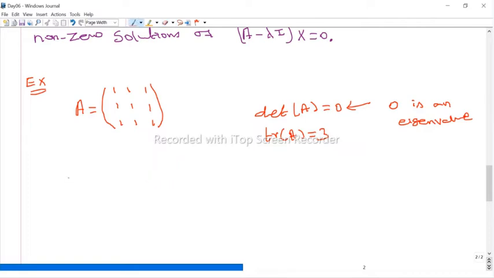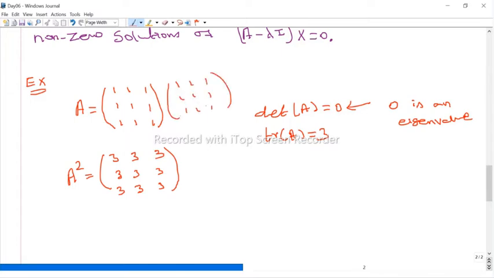So what is A square? This is A. What is A square? Anyone? 3, 3, 3. Correct? Yeah, because you multiply with the same entries 1, 1, 1, 1, 1, 1, 1, 1. Now this row into this column, multiply: 1 into 1, 1 plus 1 into 1, 1 plus 1. So everything we get, this A square is equal to this. Okay.